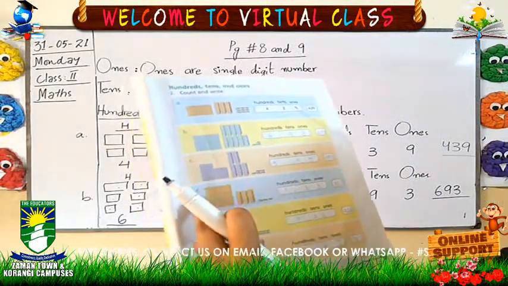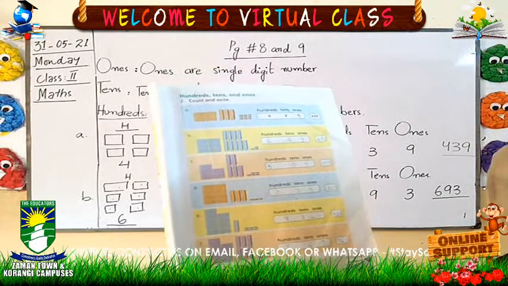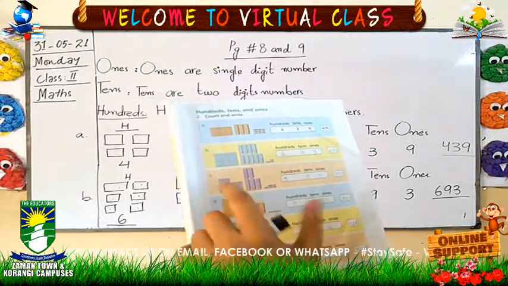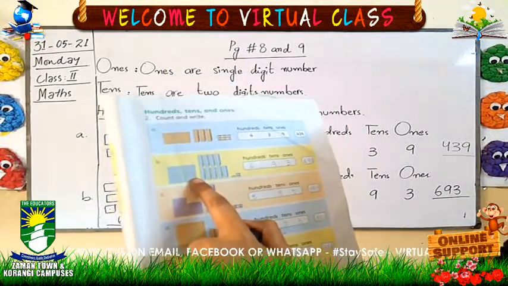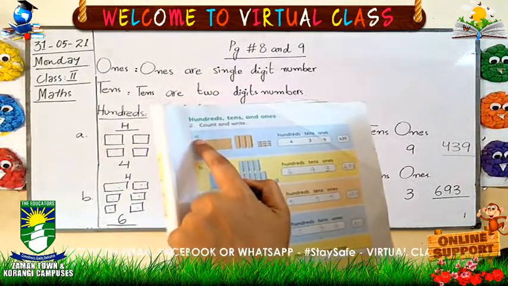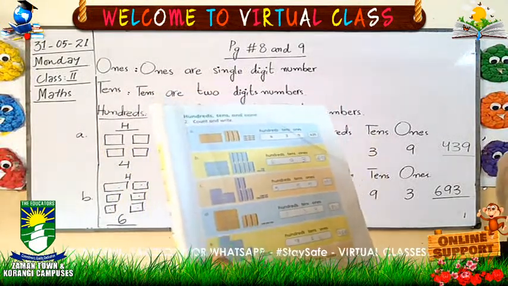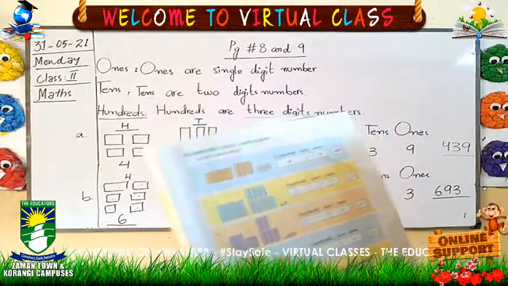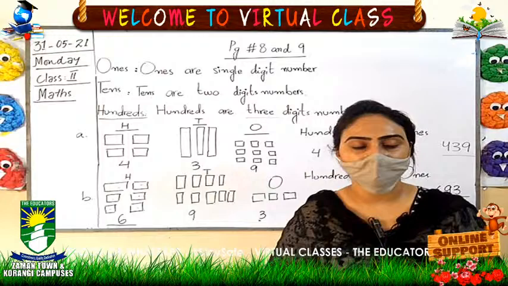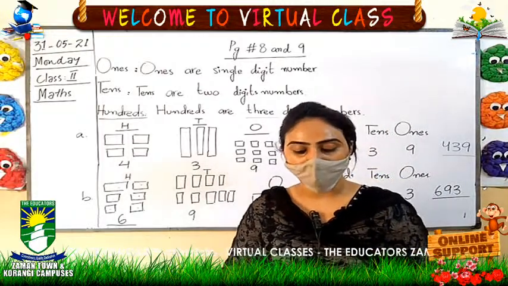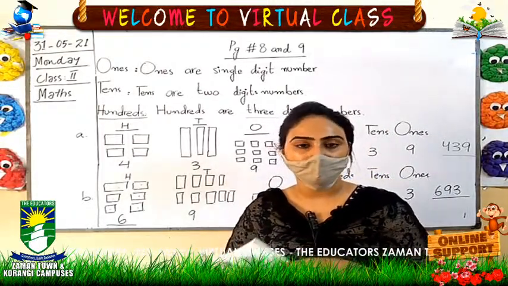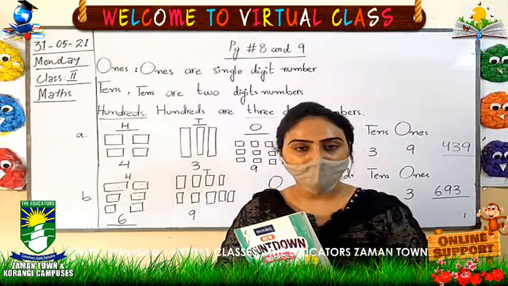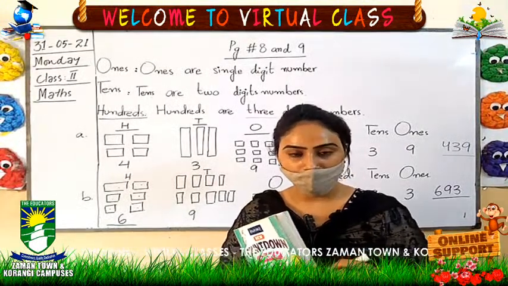The remaining you will do by yourself. C, D, E, and F. B, I have solved on the board. A is already solved in the book. C, D, E, and F, you will solve by yourself. There are some copy work that is mentioned in the homework folder. You can check easily. Our class has completed now. I hope you will solve by yourself without any problem.